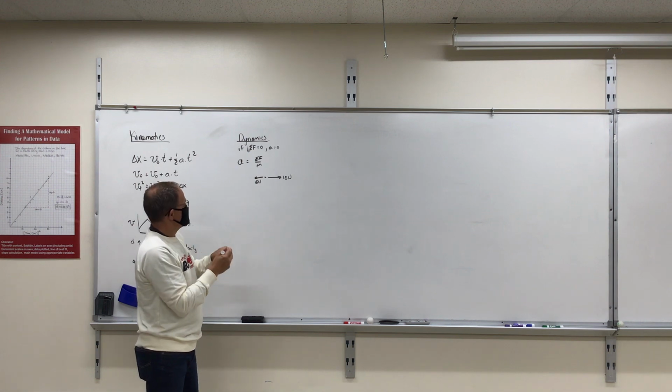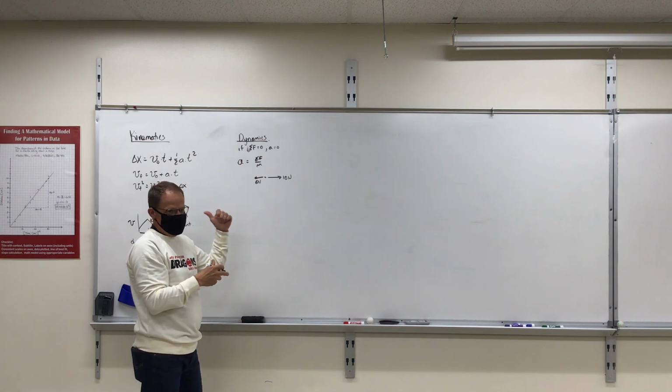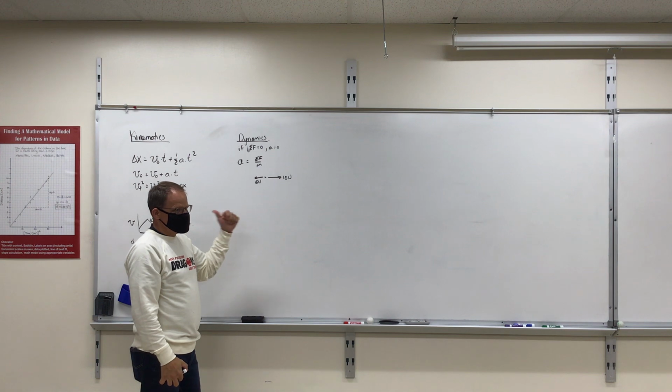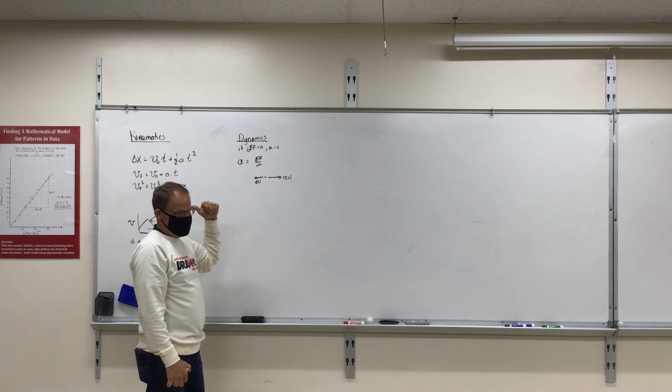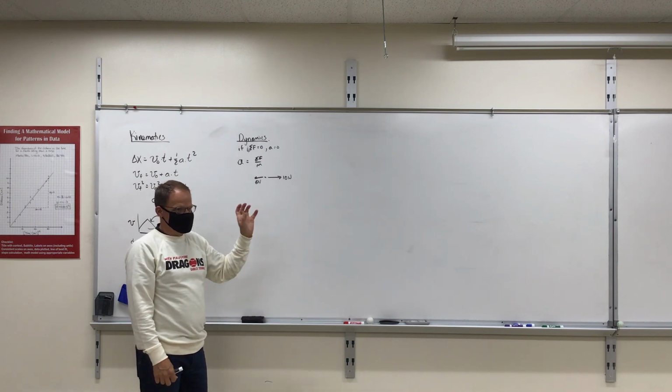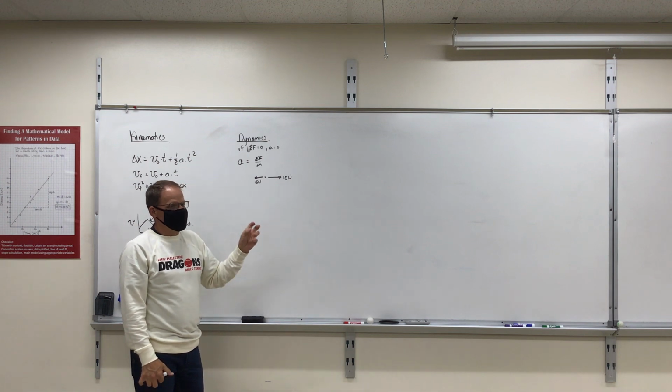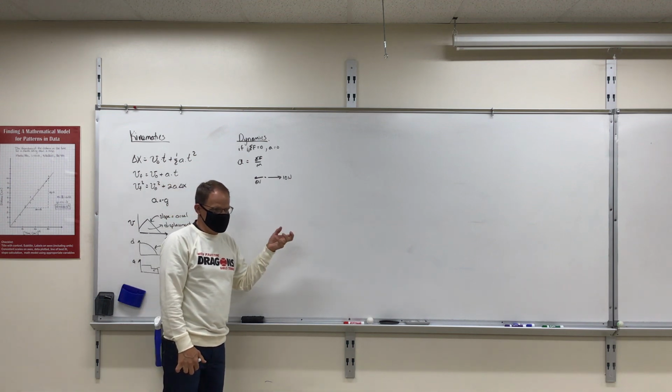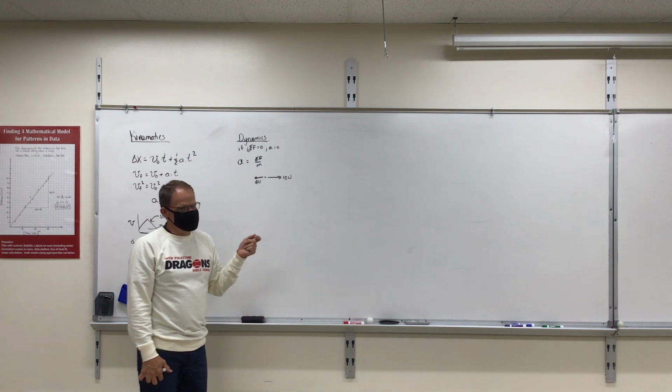If the unbalanced force is to the left, the acceleration is negative. That doesn't mean it's going to move to the left. It might be moving to the right and slowing down. But the unbalanced force tells you the direction of the acceleration, the change in velocity, not the direction of the motion necessarily. Okay?